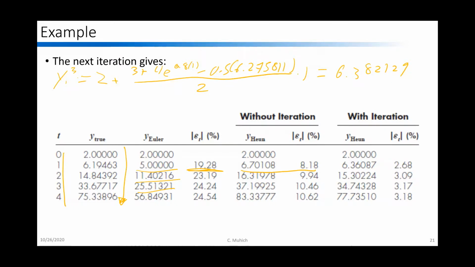If I go that one step farther and do iterations, I get a value of 6.36. This is only 2.7% off of the true value of 6.19. We can see that we get much, much closer by doing that iteration. Now, you'll notice we still don't match that perfectly. I still have this 2.5-ish % error.